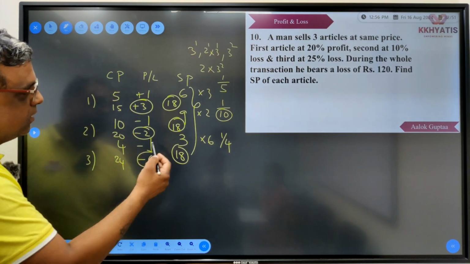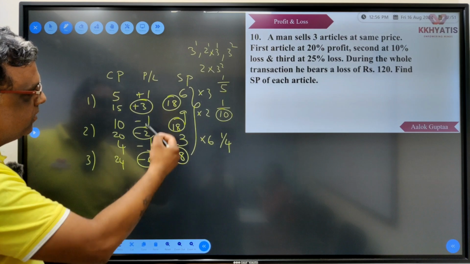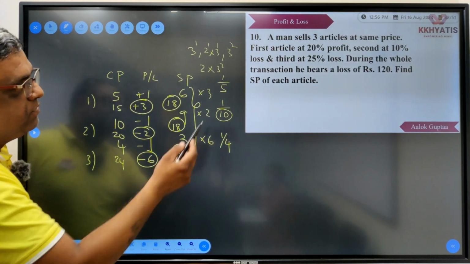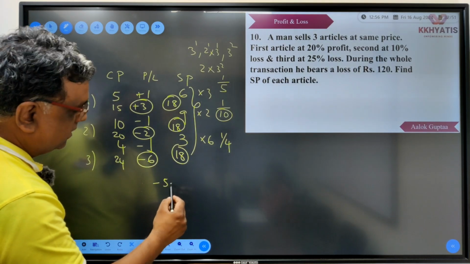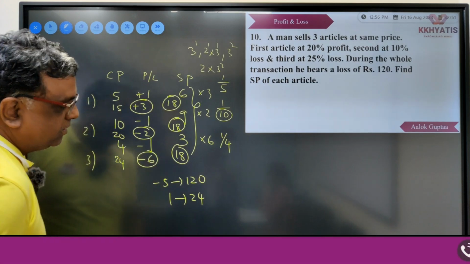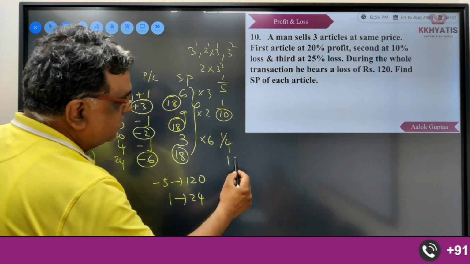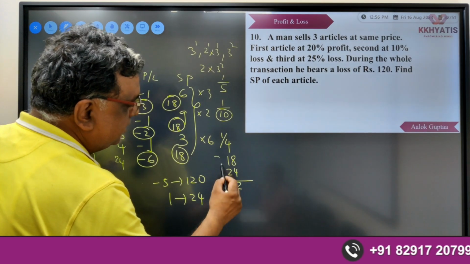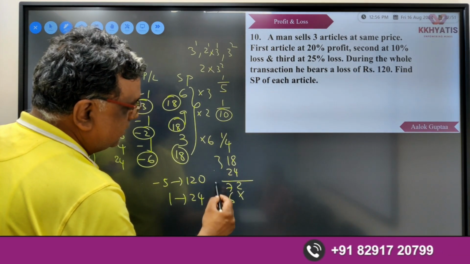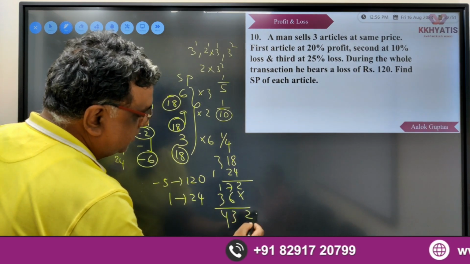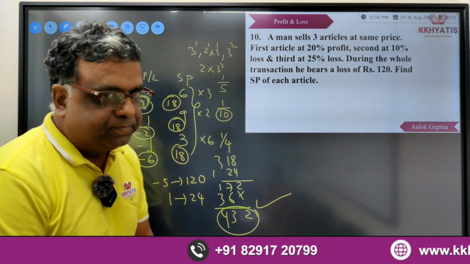Now the overall profit and loss: if I do 3 minus 8, that is minus 5, which corresponds to 120. So 1 will correspond to 24. So what will 18 correspond to? 18 into 24. If I calculate this, it is 432. So 432 is the SP of each article. Okay.